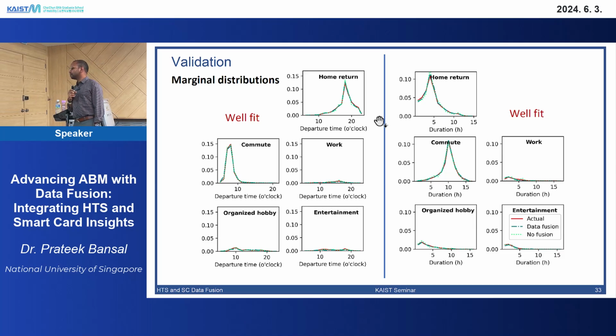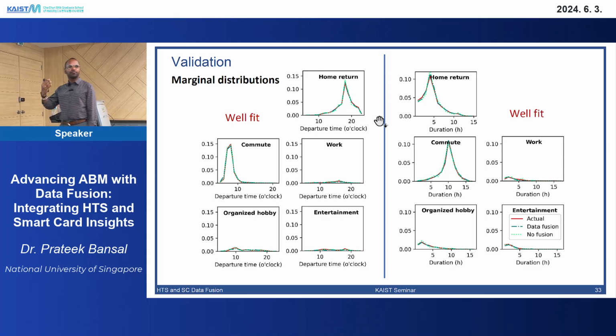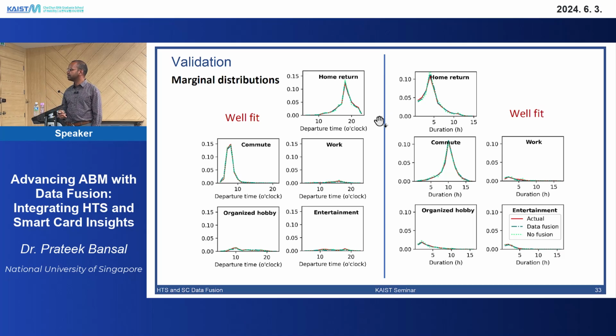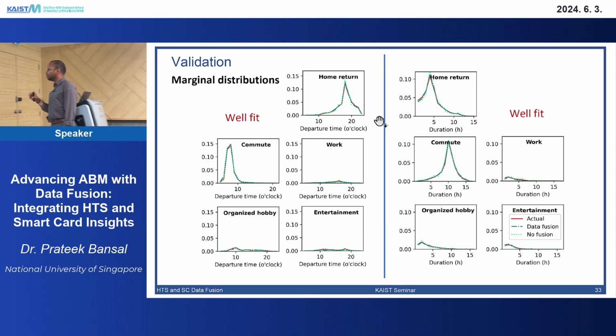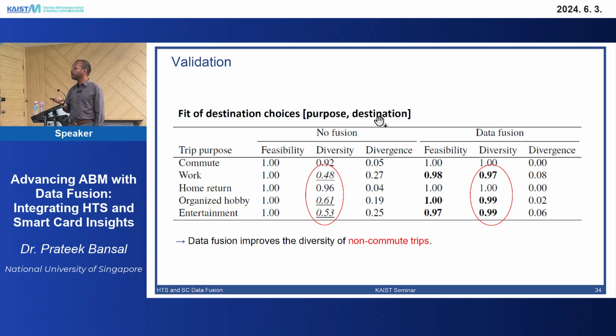If you look at the marginal distributions of the departure time, as well as the departure time for the trip purpose, which is sort of a joint distribution in the bivariate setting, we are also doing pretty well in terms of the actual data, data fusion, and no fusion. This is just to ensure that the data fusion is not creating unnecessary new distributions that violate the true distribution.